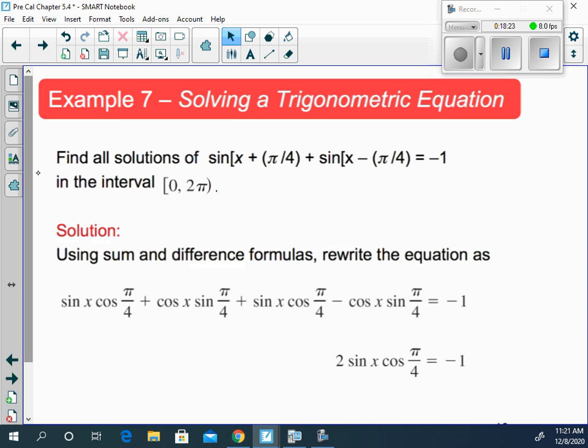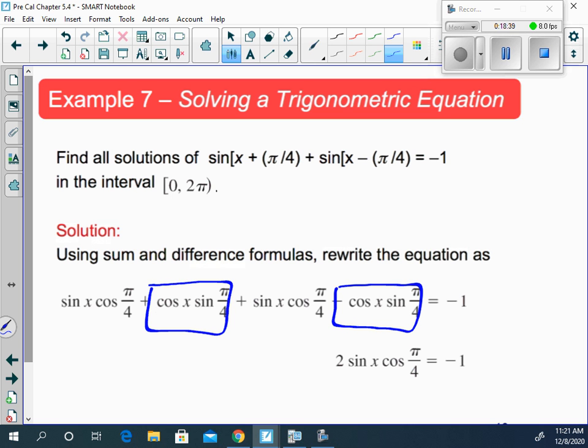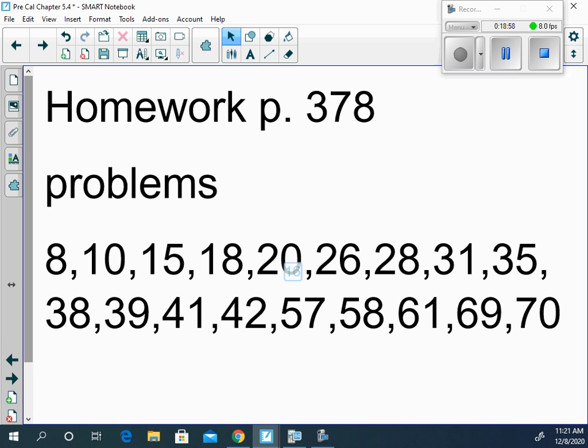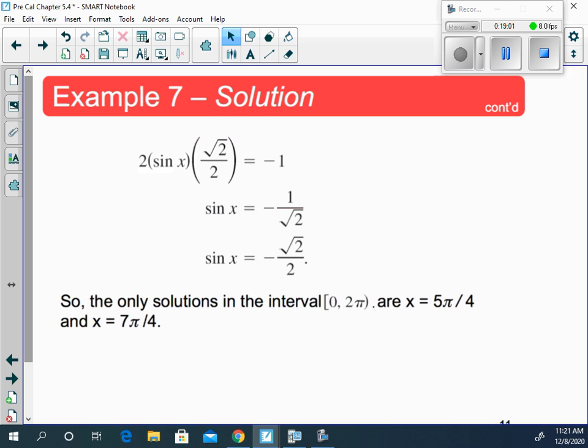So they did it this way. They didn't simplify cosine of pi over 4, because sine, cosine pi over 4, cosine, sine pi over 4. These here, well, for us, like we noticed, these two here canceled, and we have 2 of that one there. Now they used the square root of 2 over 2, which got us to this, which gave us our 2 solutions. And that was it. And if we plugged them back in, we got our answer.